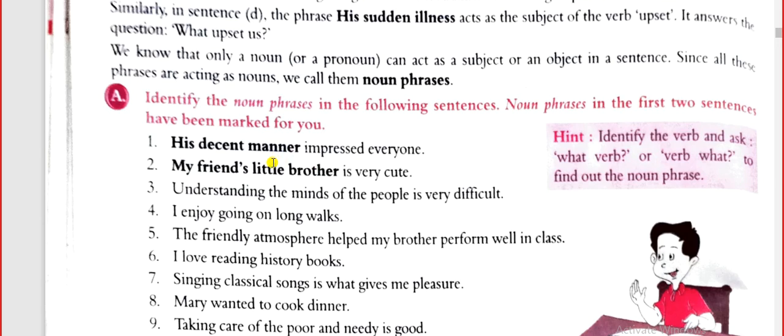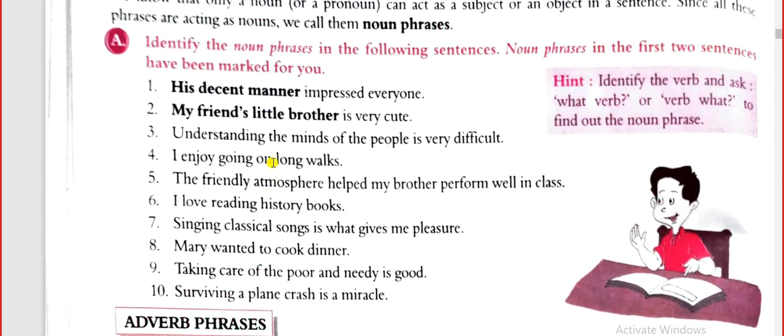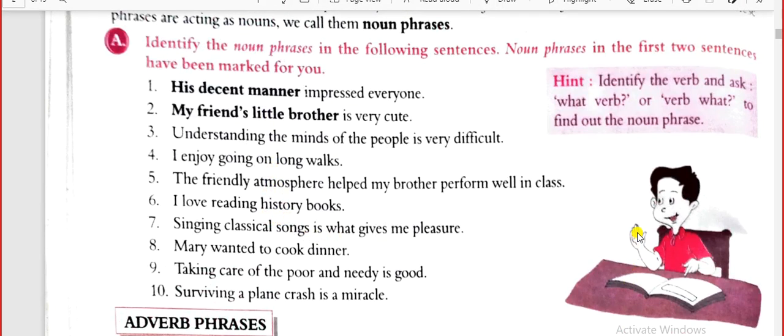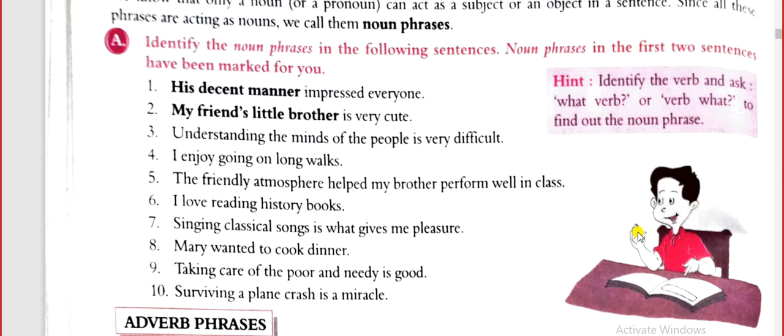पूछो, जल्दी पूछो. Noun phrase clear नहीं है. No, ma'am. तो क्या नहीं क्लियर है? Look at the 10th point. Surviving a plane crash is a miracle. Okay, what is the question saying? Identify the noun phrase in the following sentences. First task is to identify. हमें पता लगाना है that where is the noun phrase in this sentence. ठीक है? Noun phrases in the first two sentences have been marked.